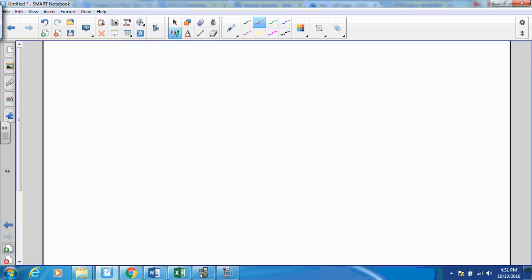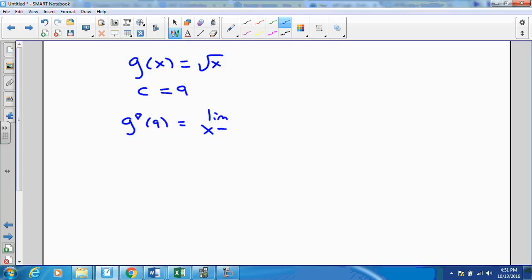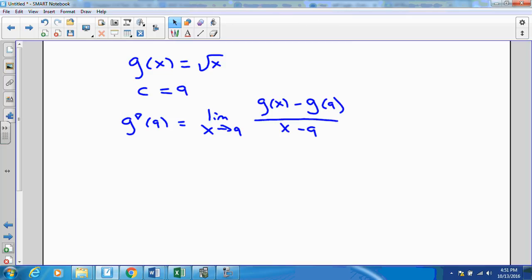Let's look at what this would have looked like if we had used the alternate definition instead. Using the same function and the same point of tangency, c equals 9, we can say that g prime of 9 is the limit as x goes to 9 of g of x minus g of 9 all over x minus 9. And this is our difference quotient step.